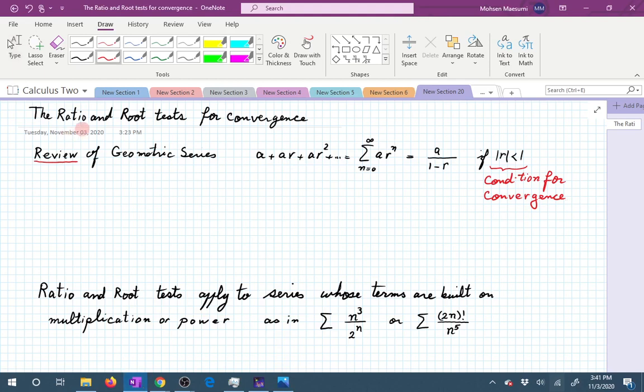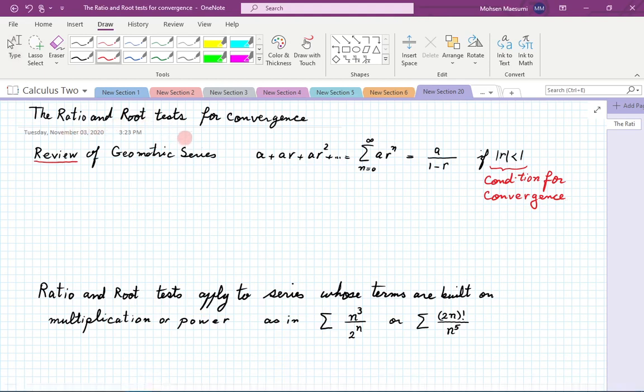So ratio and root tests are tests for convergence of a series. We have looked at quite a few ways of determining convergence or divergence, and here are two other new methods for the same task. To understand them, it's a good idea to go back to the geometric series we had a couple of lectures ago.